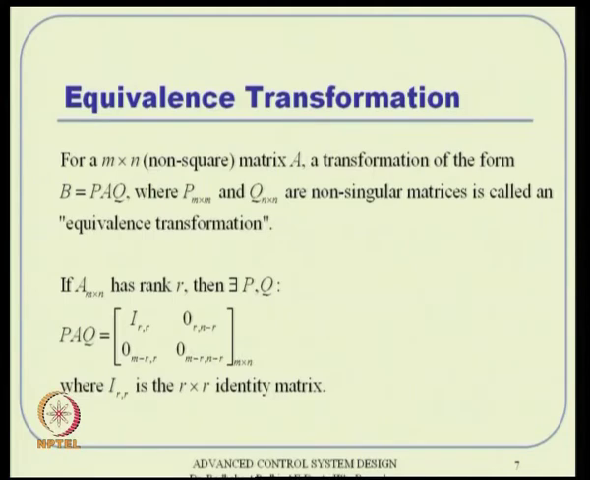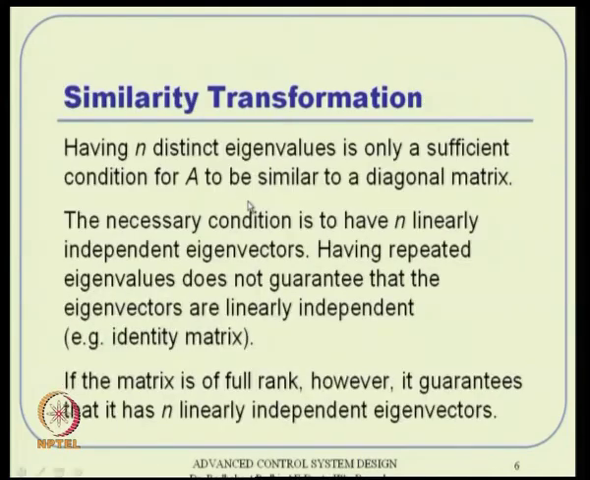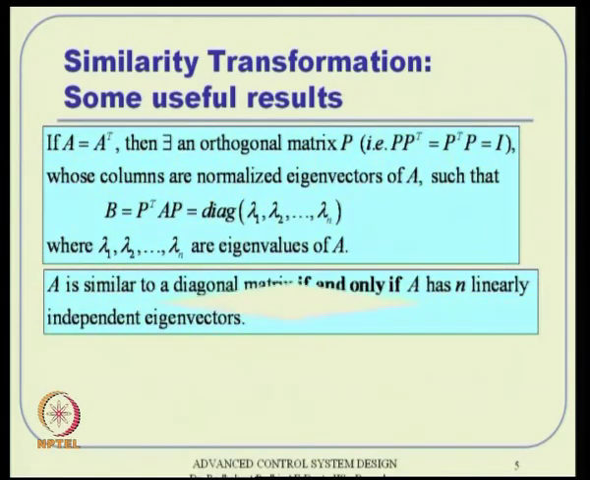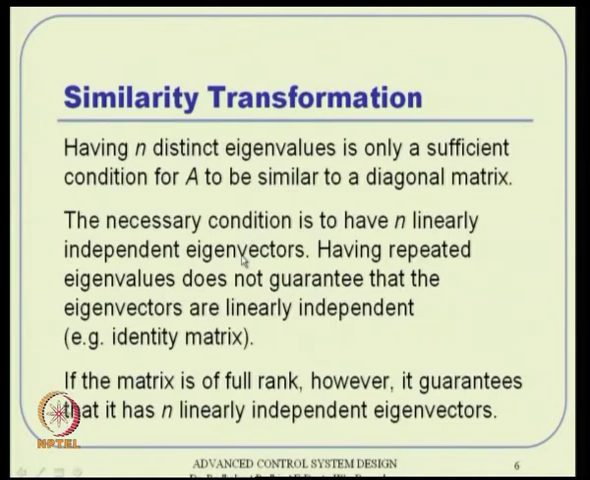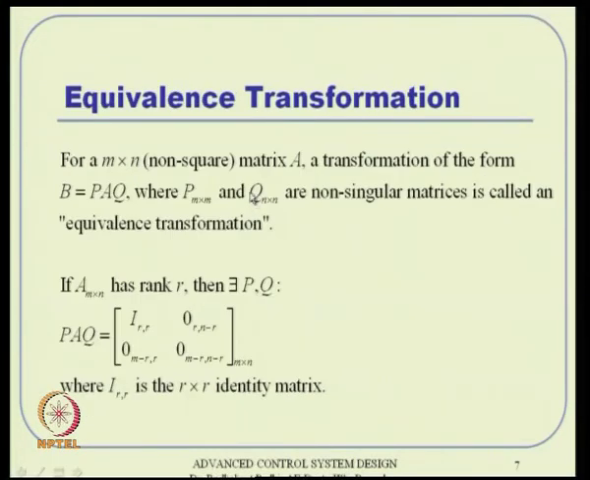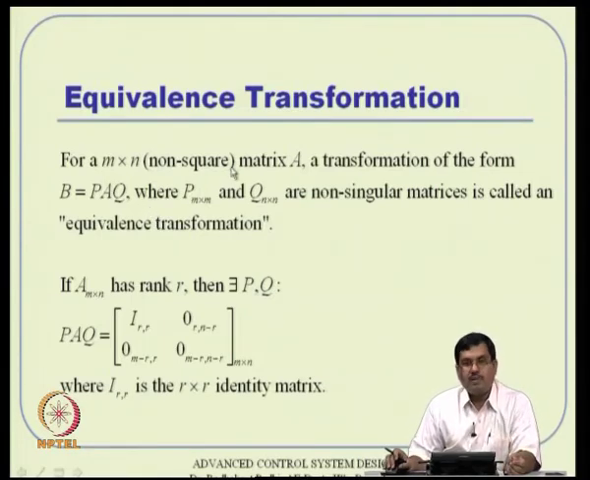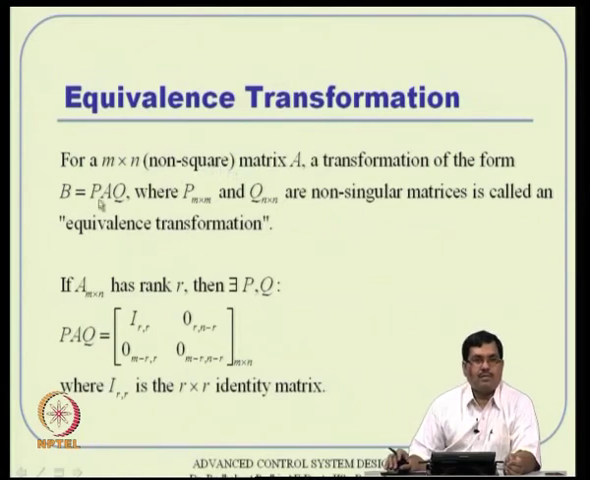Okay. We will go ahead and see what an equivalence transformation is now. All this similarity transformation is very nice, and for further examples you can see the books. Now, the question is, if you have a non-square matrix, rather an m by n matrix, then obviously you cannot talk about eigenvalues and eigenvectors. These eigenvalue-eigenvector pairs are good only for square matrices. Okay. So, if you have a non-square matrix, how do you reduce that?